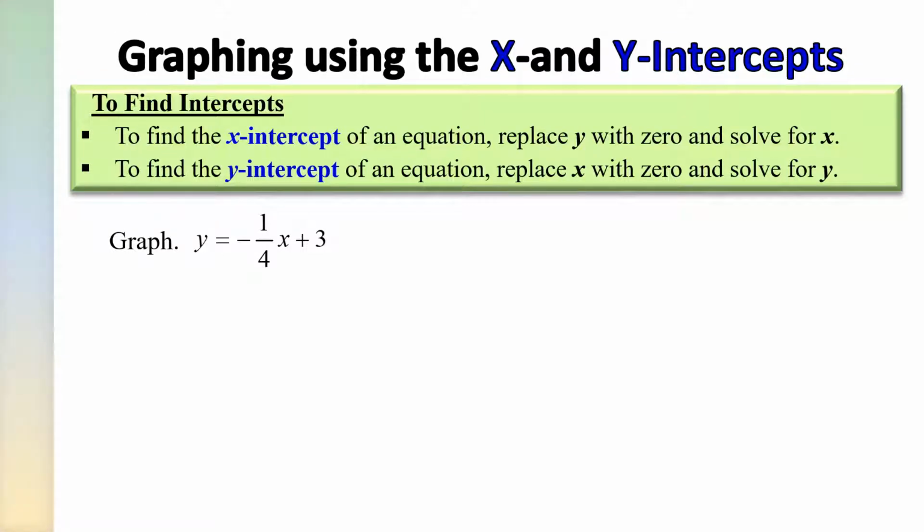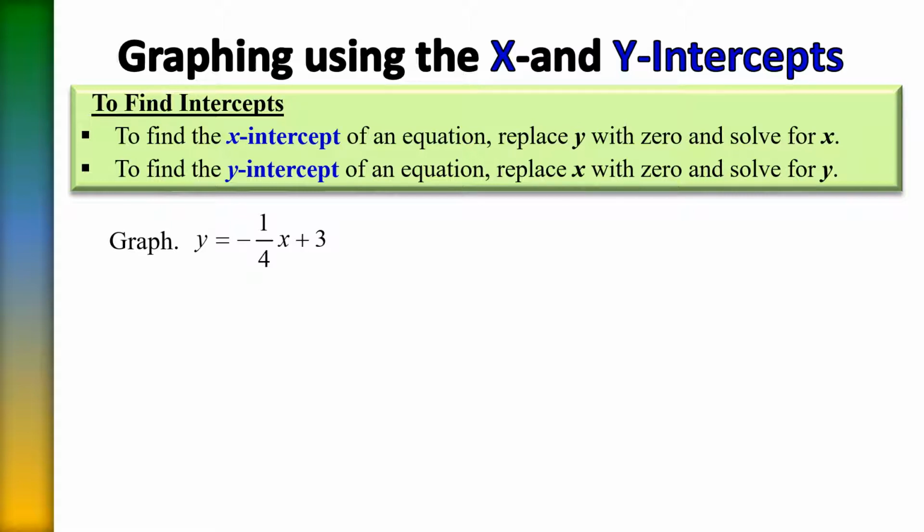We're asked to graph the line of y equals negative 1/4 x plus 3 using the x and y intercepts. Recall that to find the x and y intercepts, all you have to do is let one variable be 0 in order to solve for the other variable. So one of the quickest points to find is to let x be 0. So let's go ahead and do that first.